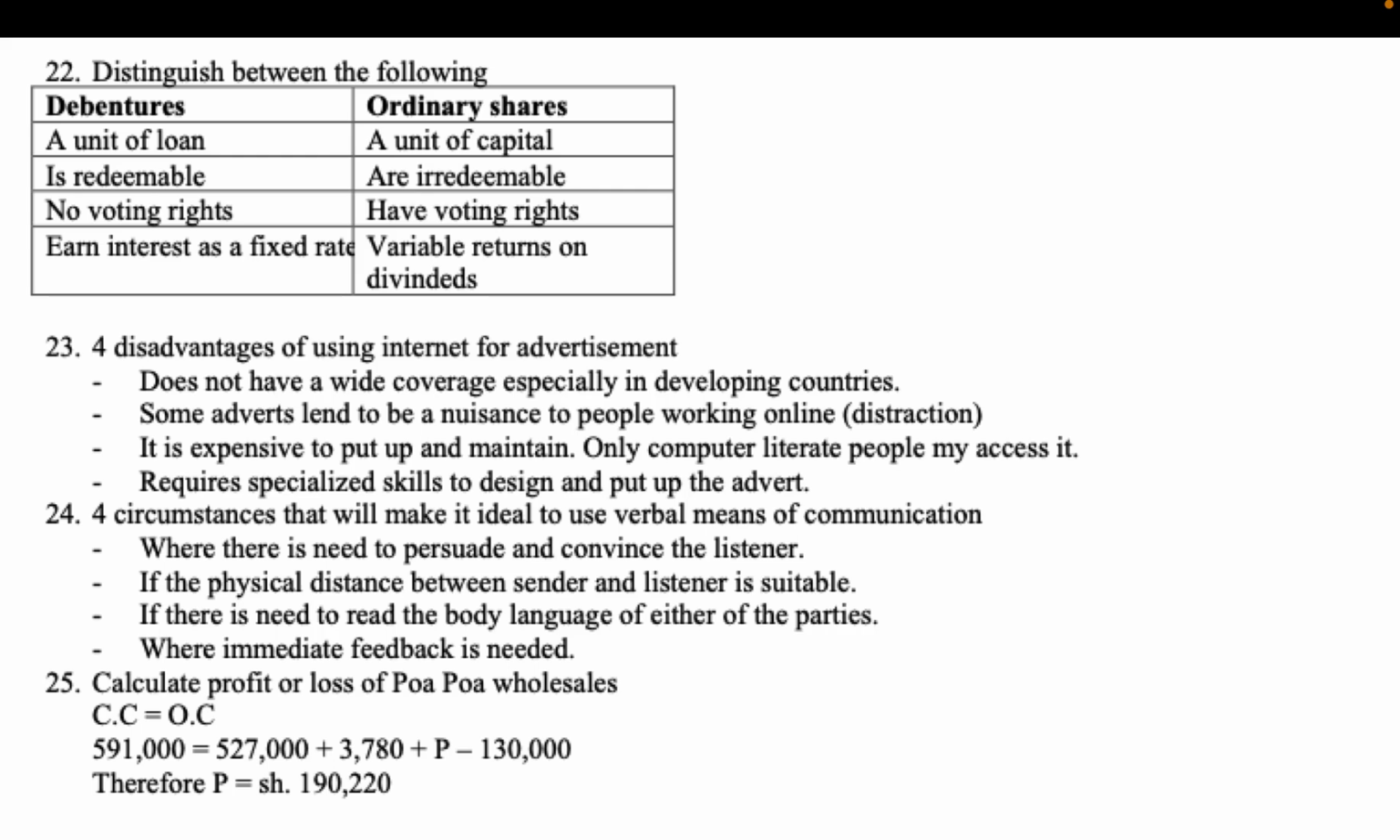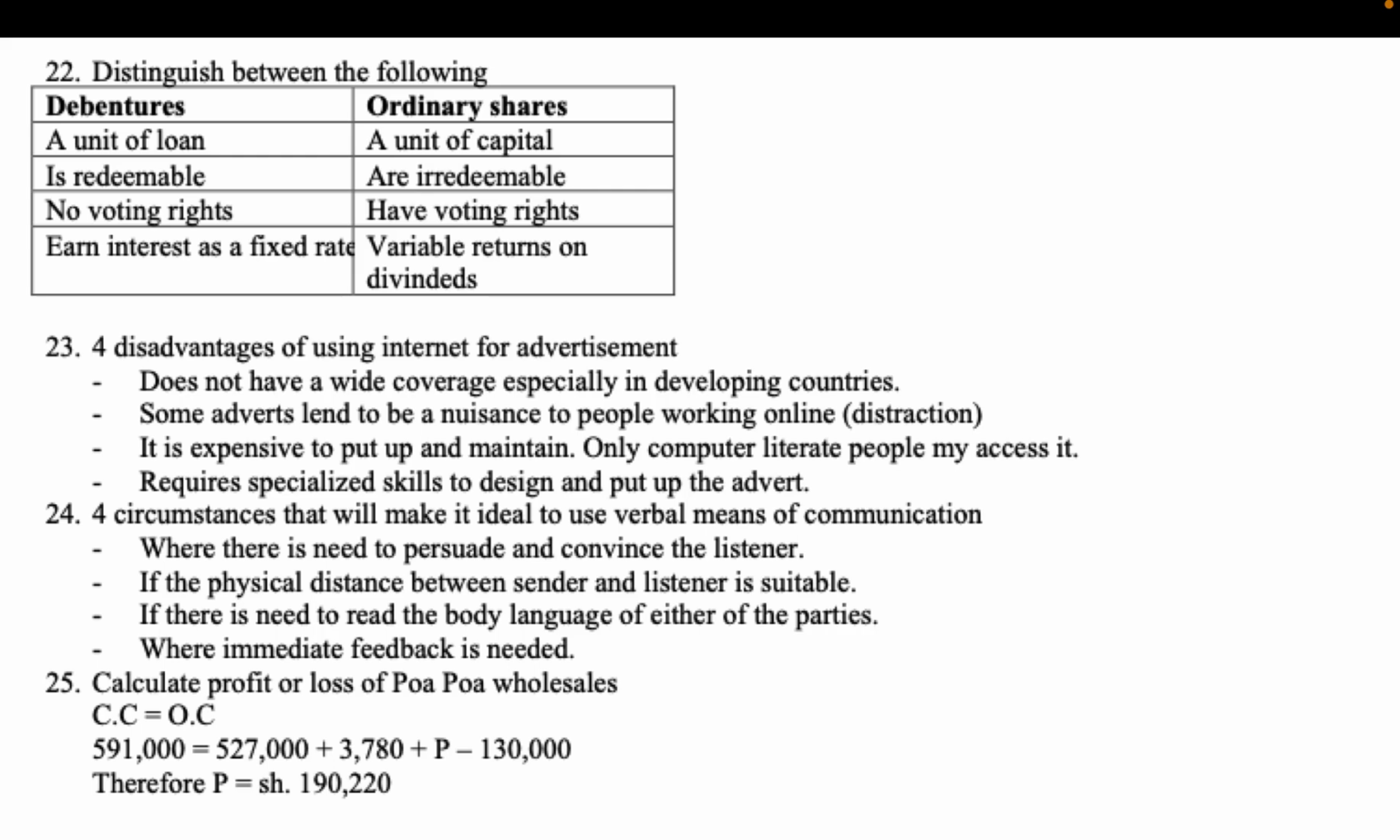4 disadvantages of using internet for advertisement. Does not have a wide coverage, especially in developing countries. Some adverts tend to be a nuisance to people working online. Distraction. It is expensive to put up and maintain. Only computer literate people might access it. Requires specialized skills to design and put up the advert.